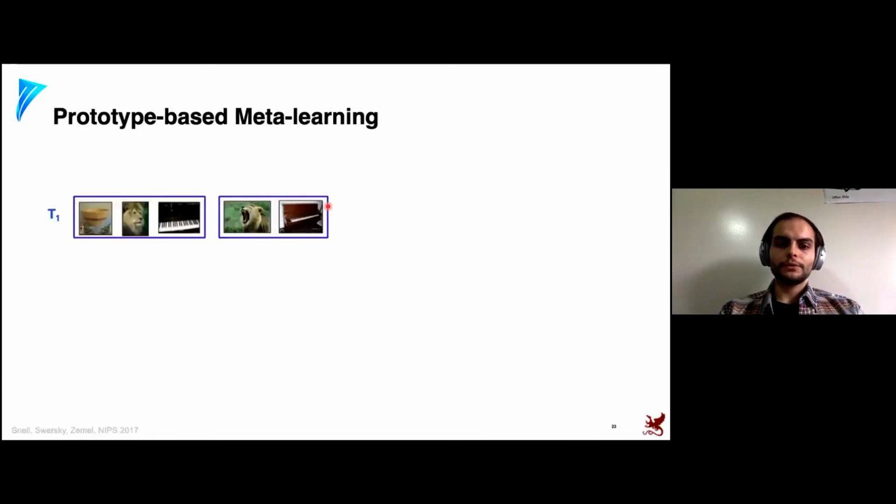Okay, so that was gradient-based meta-learning. Pretty simple. Start with initialization, compute the gradients on the subset, and then optimize the whole thing on the average of all the tasks. Now, is there another way we can solve this problem?